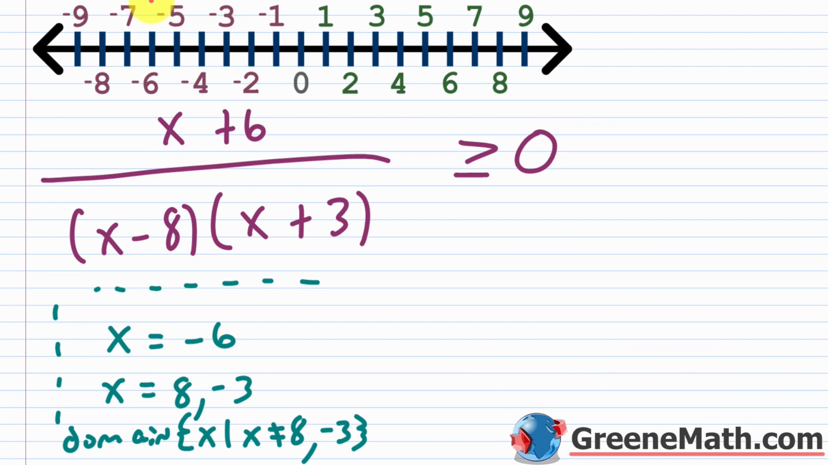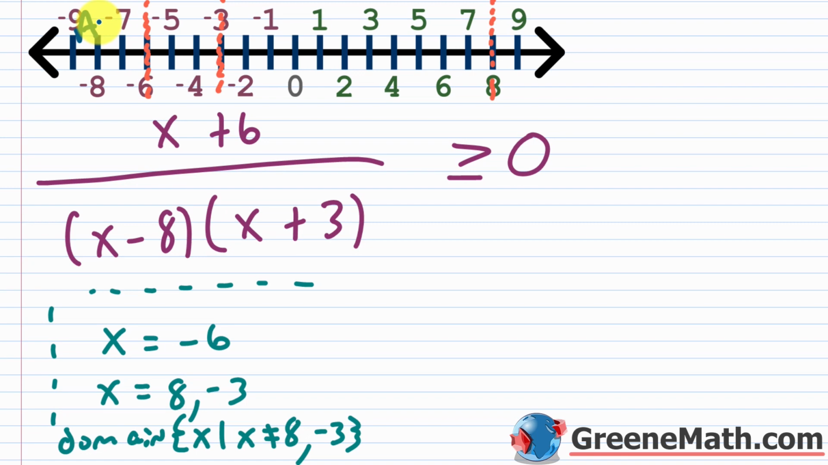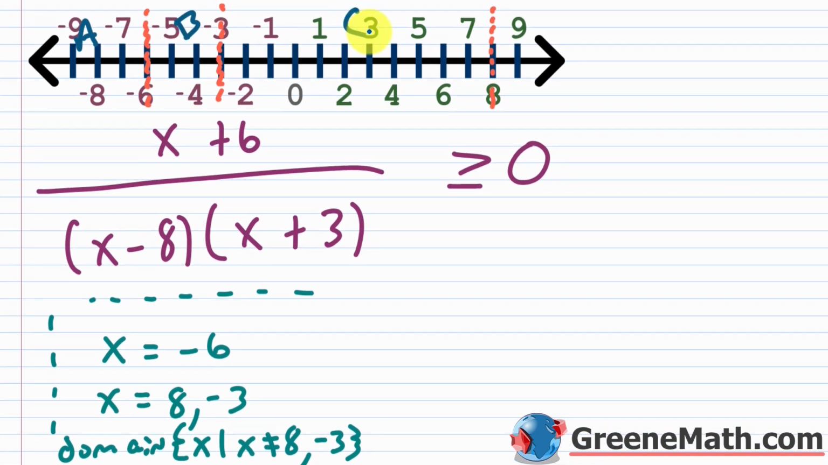Okay, so for -6, that's going to be right there. And then you have -3, so that's going to be right there. And then you're going to have 8, which is right there. Okay, so this is A, so that's less than -6. This is B, between -6 and -3. This is C, between -3 and 8. And this is D, which is greater than 8. All right, so let me write that out. So A, B, C, and D. Let's put this like this.